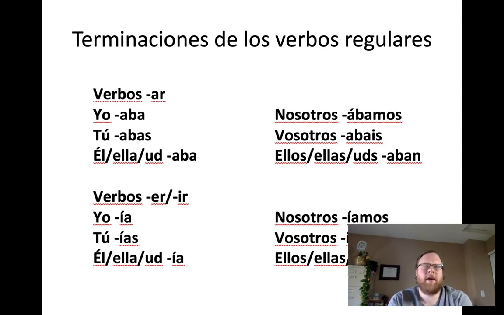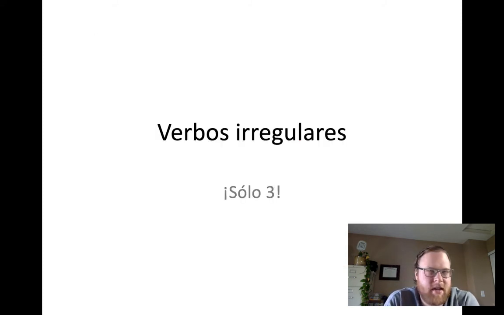Now, how about the irregulars? In language, there are always exceptions. However, the good news is that in the imperfect, in the entire Spanish language, there are only 3 irregular verbs in the imperfect. Great news for us, right?